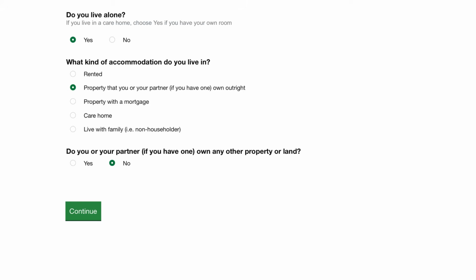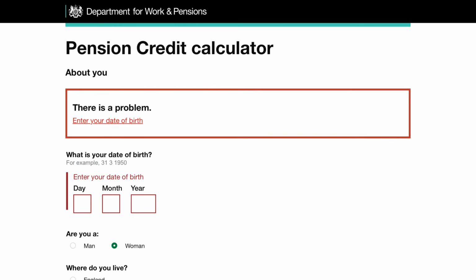Jackie clicks Continue so that she can move to the next page, but she has forgotten to add her date of birth. The calculator does not allow Jackie to move to the next page or section until essential questions are answered. The calculator will highlight the essential questions that need to be answered before Jackie can move on. Jackie now enters her date of birth and selects Continue to go to the Housing Costs section.